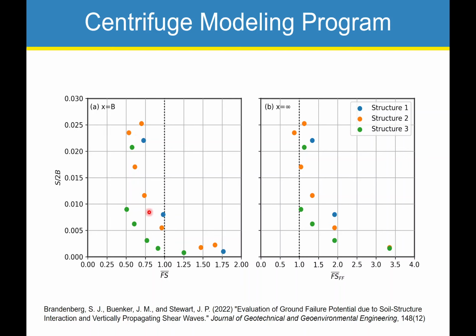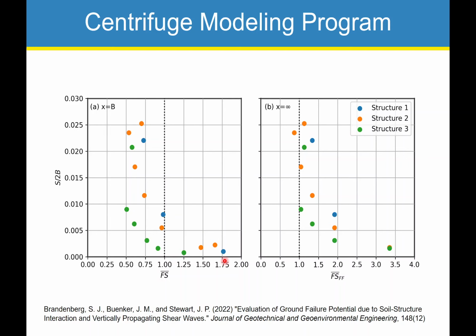It doesn't have a perfect relationship here. It just kind of goes to high settlements once we get down below 0.75. But you can clearly see there is a trend, and settlements are not that big if the factor of safety is higher than 1.